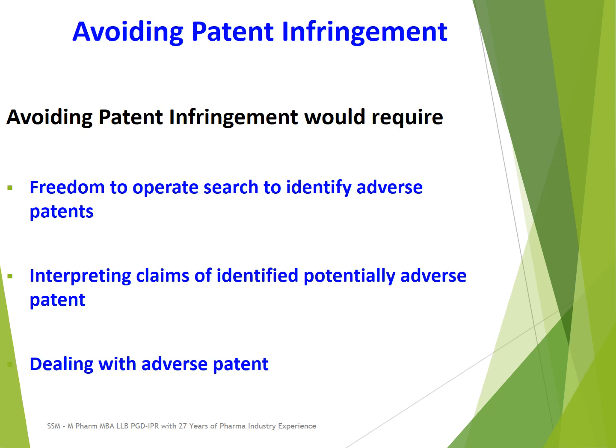So, once you have identified the patent which may be infringed by your product, then you have to interpret the claims of that identified patent and then find out whether or not you are infringing that patent or those identified patents. So, for finding out infringement, you have to do the claim interpretation. And once you have done the claim interpretation, and if you found out that your product may be infringing that patent claim, then you have to deal with that patent. So, there are different options by which you can deal with that infringing patent.